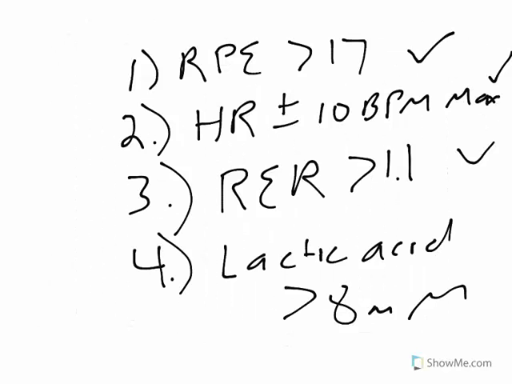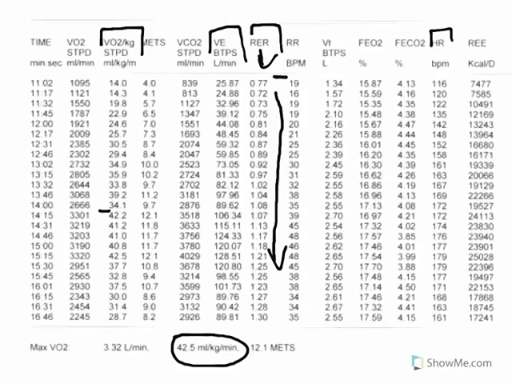But based on the secondary criteria, if you got 2 of the 4, then we can say Curtis was working very hard. We say that he reached max. So we see he got 3 of the 4. So we can say, yes, that's a true VO2 max for Curtis. So that's the first thing that we'll look at.